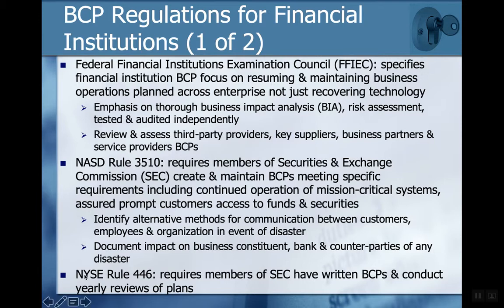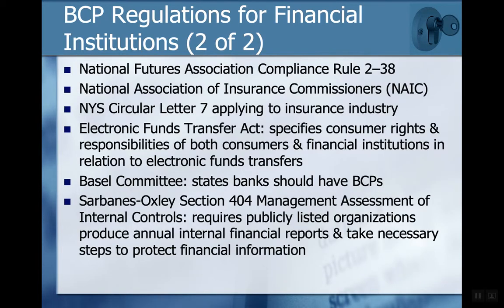The New York Stock Exchange, Rule 446, requires that they must have a written business continuity plan and conduct yearly reviews of the plans. A couple of other ones here: Sarbanes-Oxley, which came out in the early 2000s, deals with establishing, developing, testing, and documenting continuity and recovery plans on an ongoing basis, particularly for organizations dealing with financial impacts.